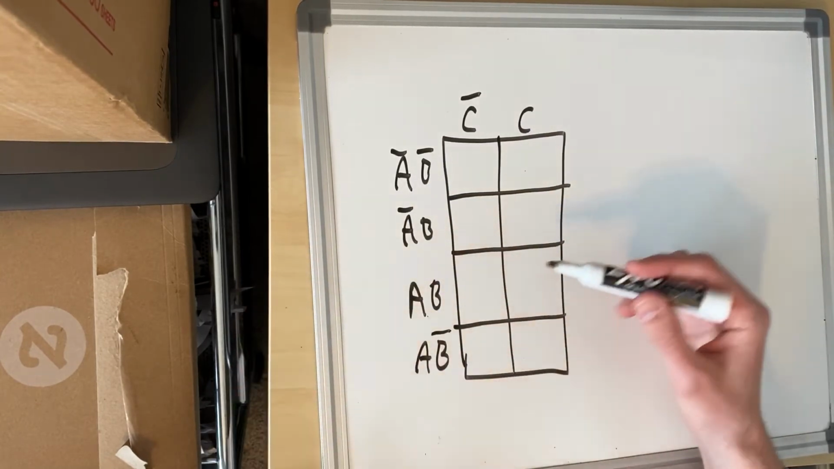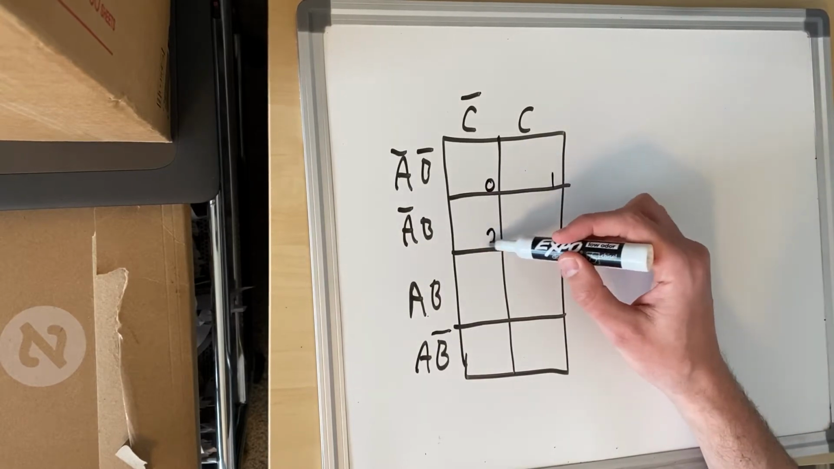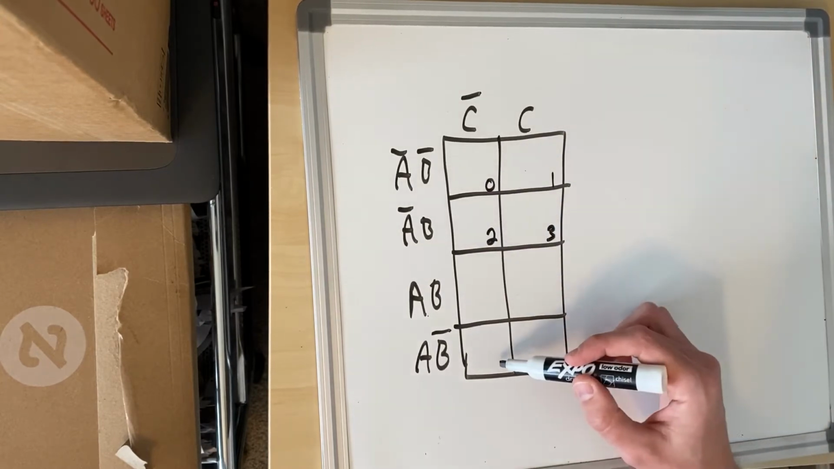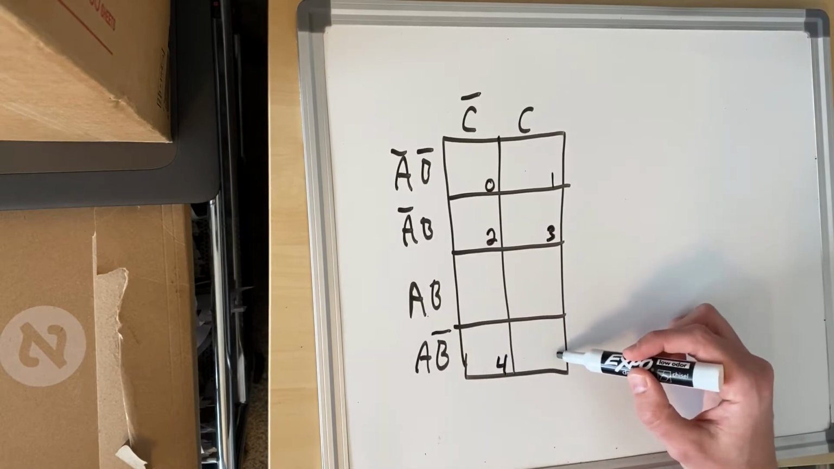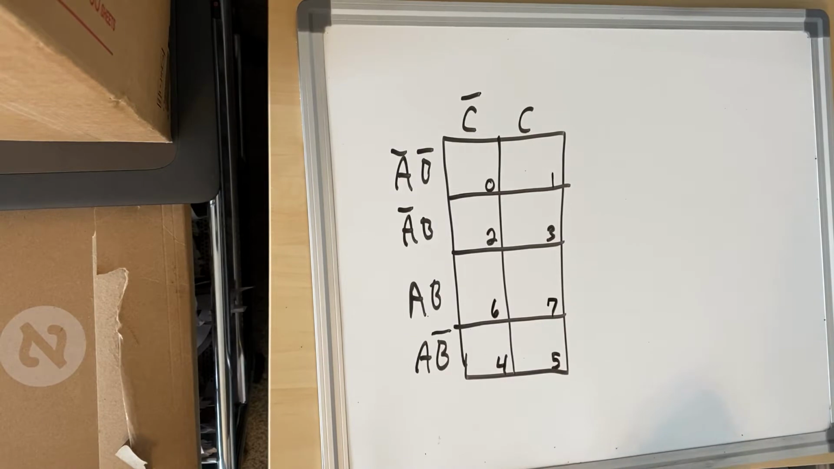These two are kind of flip-flopped, and the order is a little different when we number it, too. It's going to be 0, 1, 2, 3, then 4 goes down here, then 5, and then finally 6 here and 7 here. Go ahead and write that one down. This is our 3 input.